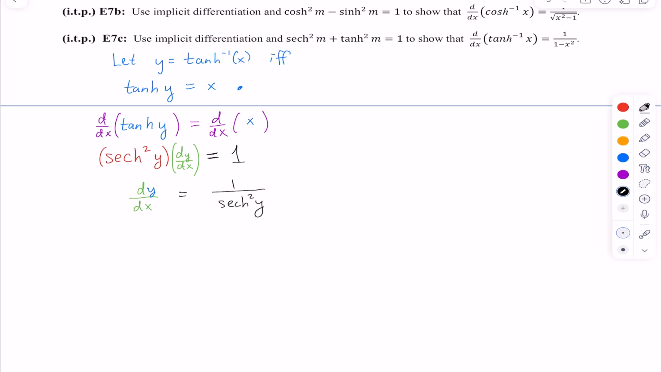Now you're probably wondering, what is this expression here? Well, we're given a trig identity. I'm sorry, that is not a trig identity. We're given a hyperbolic identity. So why don't we manipulate that?